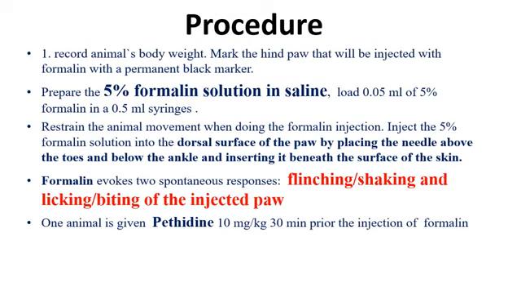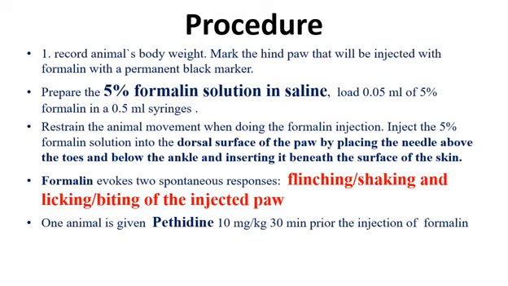Formalin will be prepared as a 5% solution using saline, and then we will inject 50 microliters of the 5% formalin solution using a 0.5 ml syringe. In this process, we should restrain the animal's movement when doing the formalin injection, and inject the 50 microliters in the dorsal surface of the paw by placing the needle above the toes and below the ankle, inserting the needle beneath the surface of the skin.